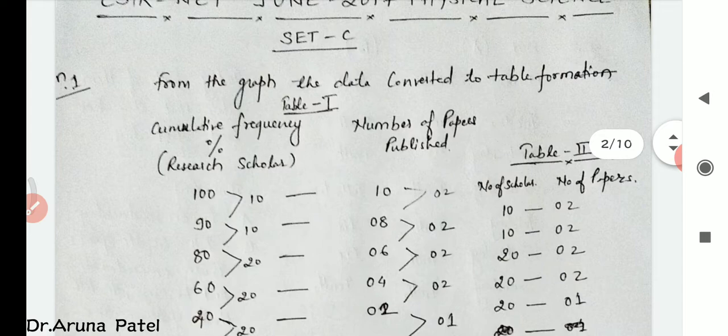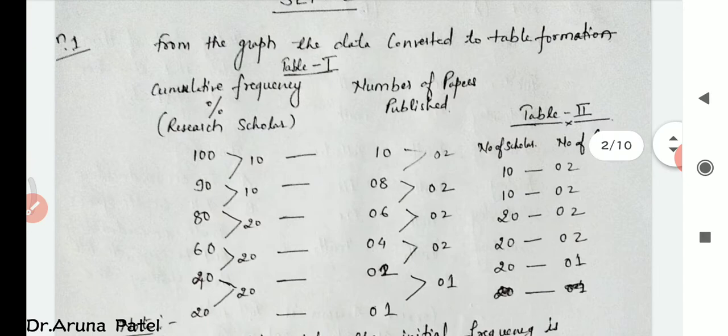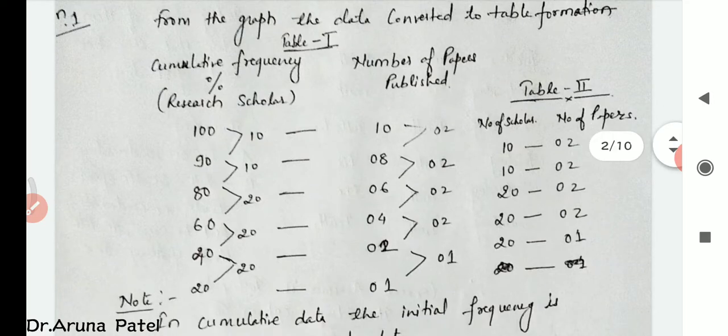From the graph, the data is converted to table form. In table 1, the cumulative frequency percentage of research scholars is given along with the number of papers published. From the graph, 100 scholars published 10 papers, 90 published 08 papers, 80 published 06 papers, 60 scholars published 04 papers, 40 scholars published 02 papers, and 20 scholars published 01 paper.